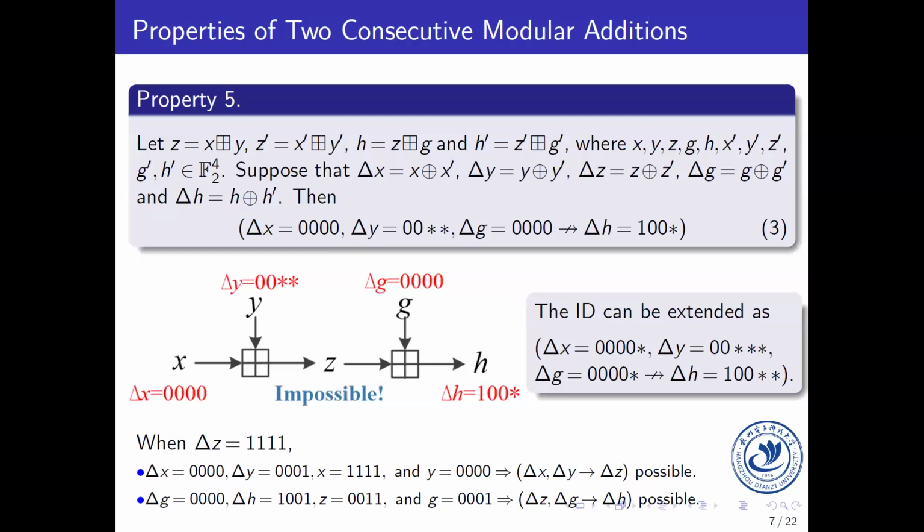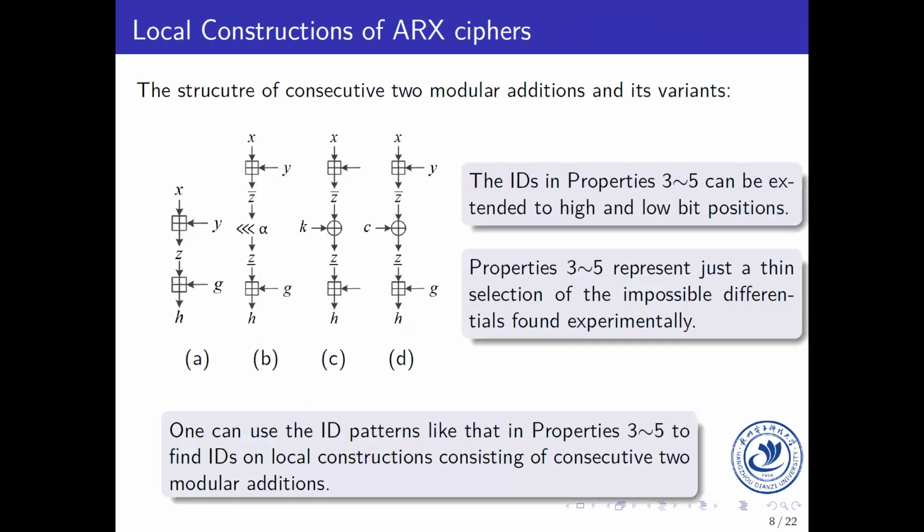Why did we find these properties? This can be used in practical ciphers to find more complex constructions. We only introduce 3 properties on 2 consecutive modular additions here, but we found more impossible patterns, about thousands. Because we only use these three properties in SPECK and CHAM, we only introduce them here. We also put the code and the results on GitHub, if you are interested in it, you can find them.